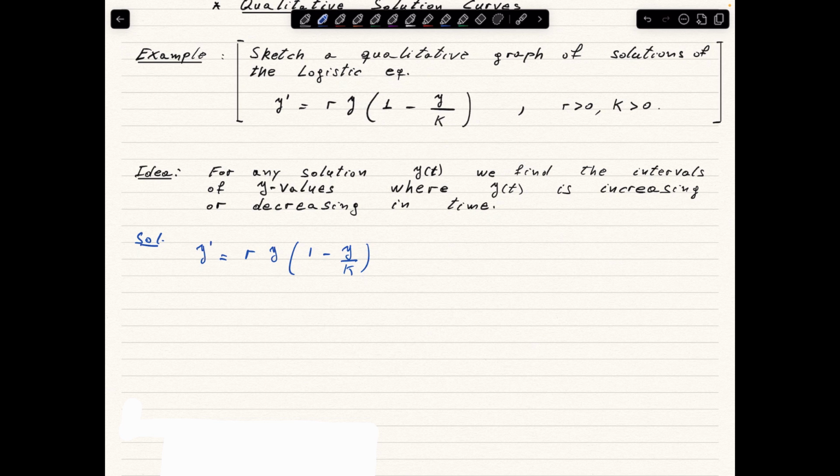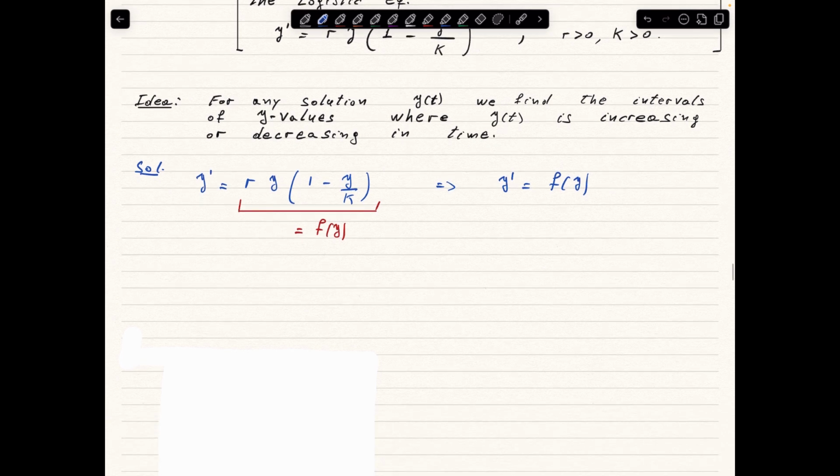So we are going to write the right hand side of the equation as f of y. That means the equation is y prime is equal to f of y. There is no explicit t dependence on the right hand side. Okay, what do we want to do? The first step is we are going to graph.